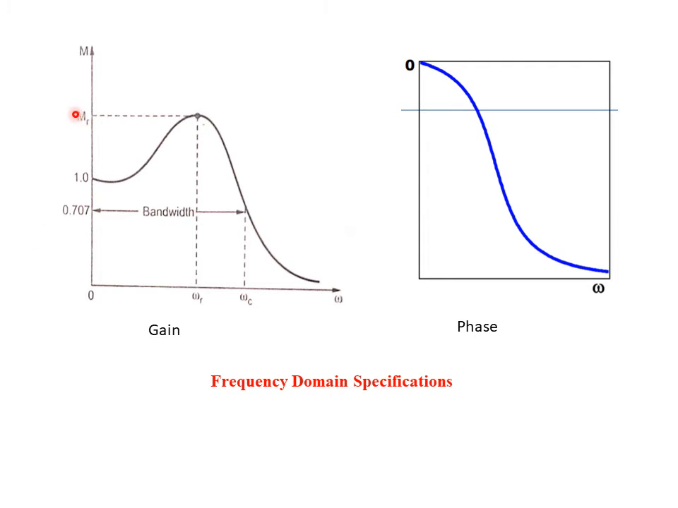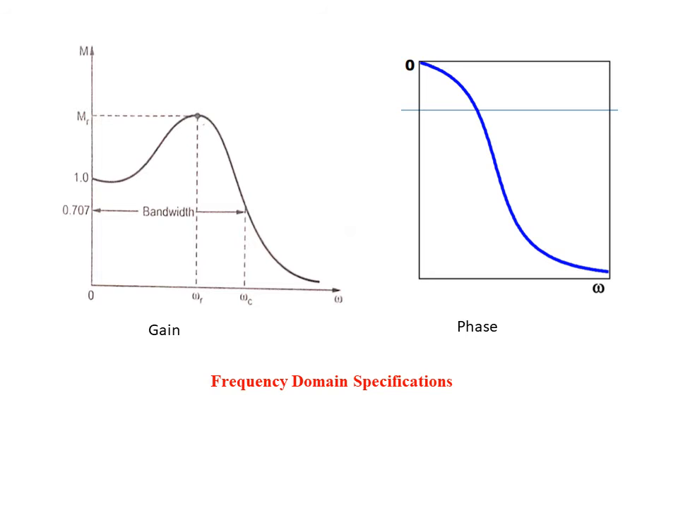Mr, that is the resonant magnitude, the resonant peak. Here omega r is the resonant frequency, omega c is the bandwidth, and 0.707. Whenever we talk about the cutoff rate, the cutoff rate is this particular line, tangent to this particular curve and extending up to the frequency, so that is the cutoff line.